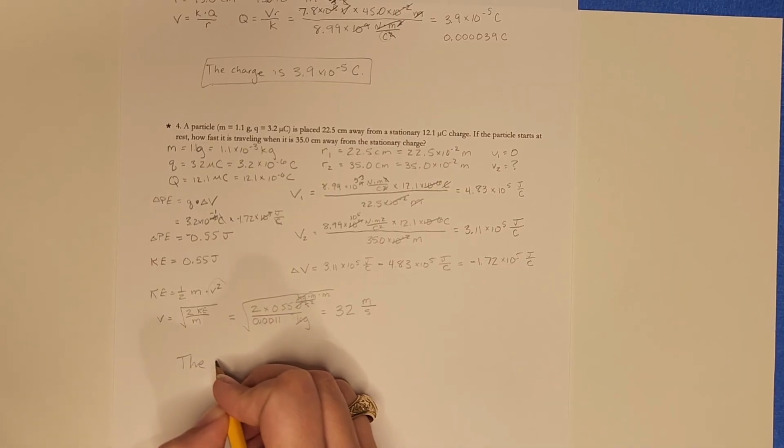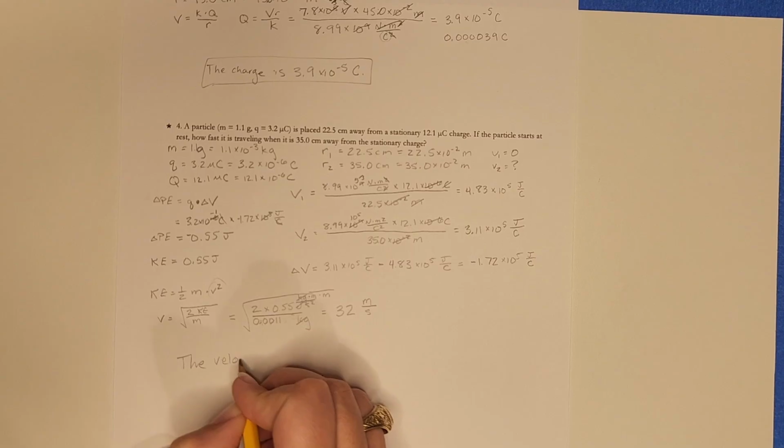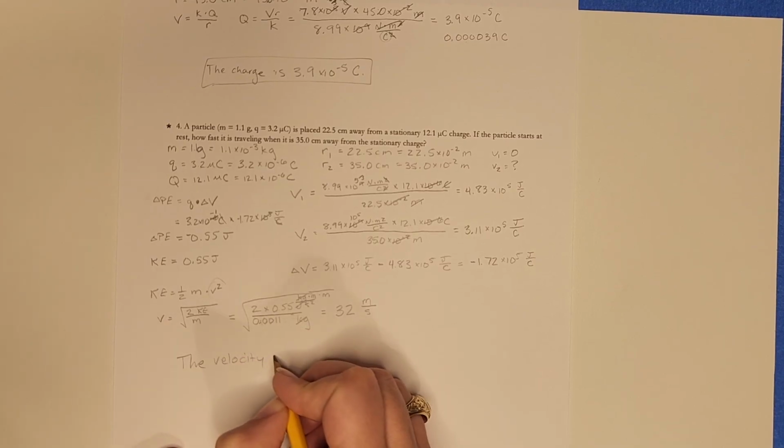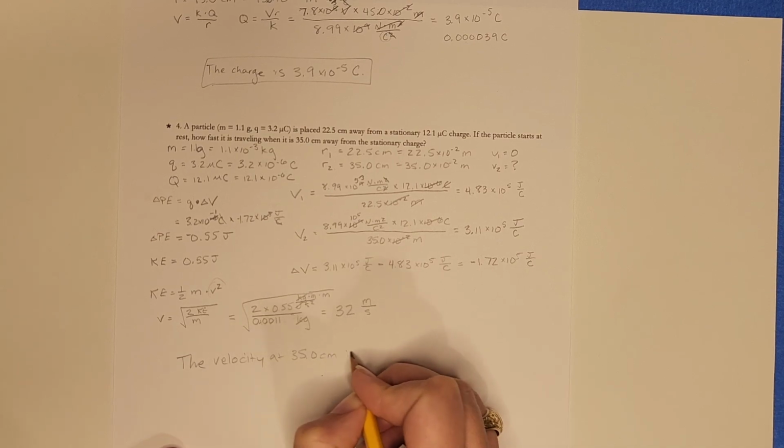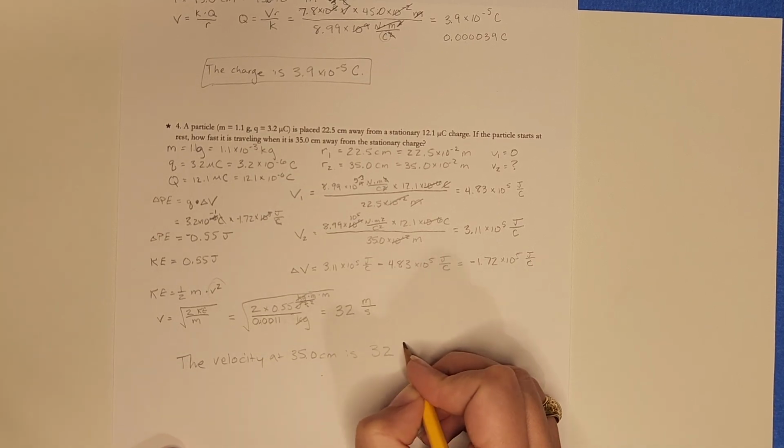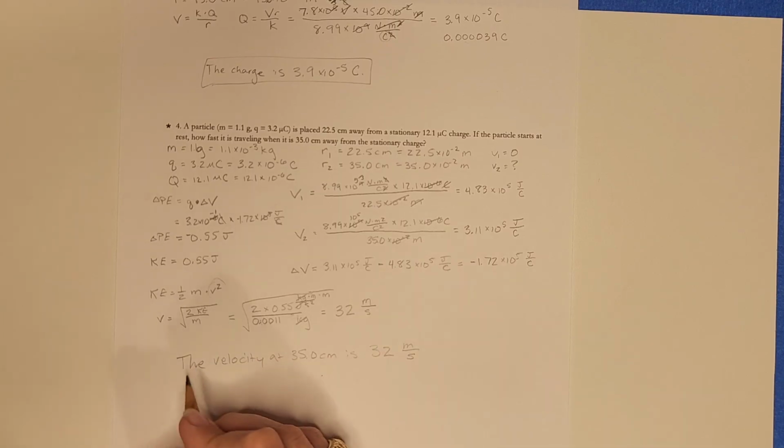So we're finally at our answer. The velocity at 35.0 centimeters is 32 meters per second.